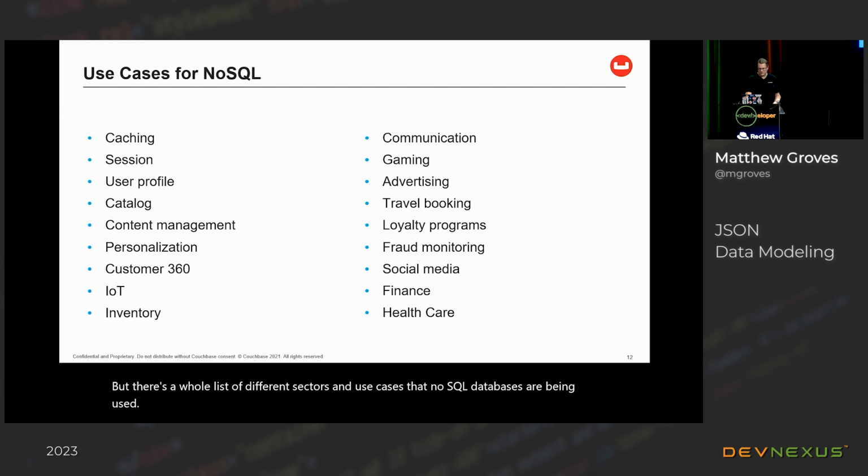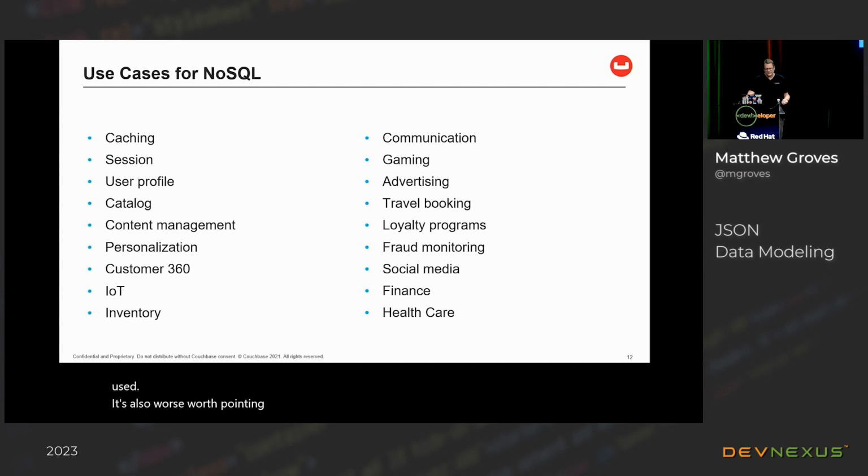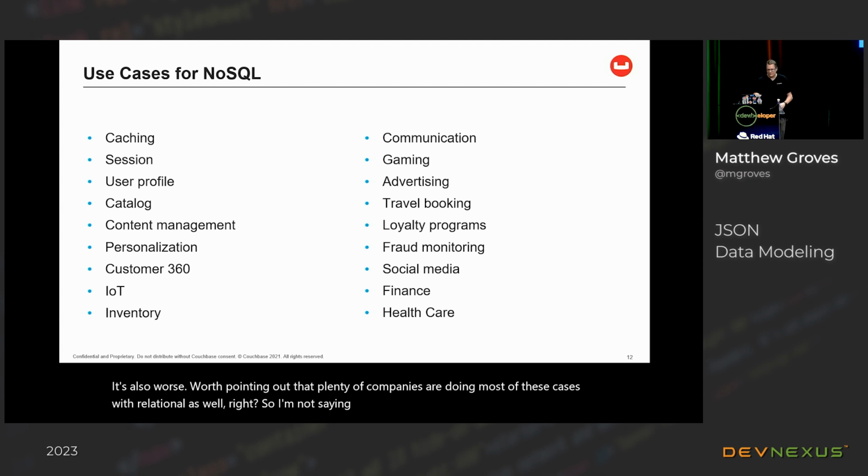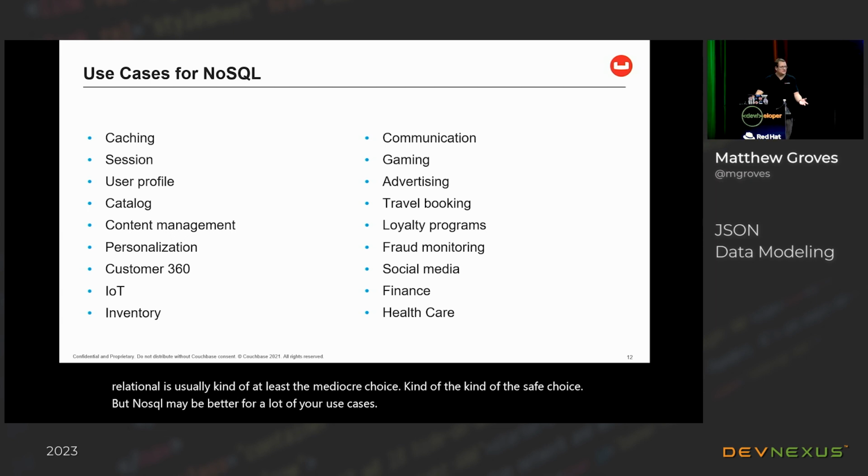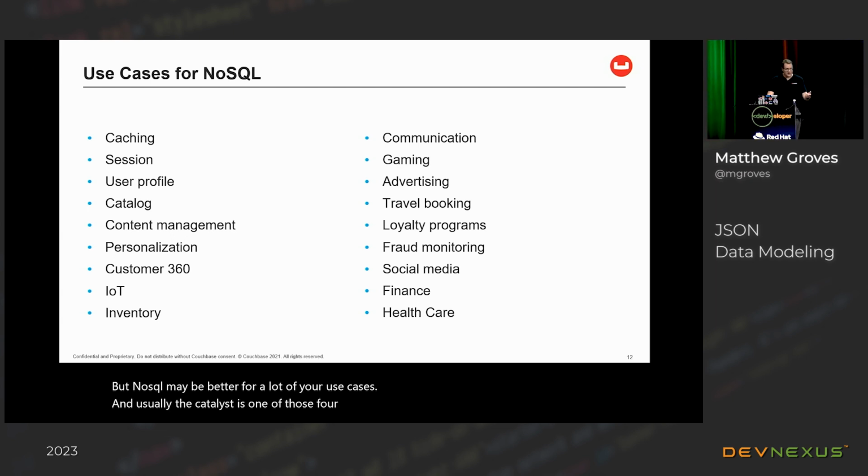It's also worth pointing out that plenty of companies are doing most of these cases with relational as well, right? So I'm not saying never use relational ever again, but in my view, relational is usually at least the mediocre choice, the safe choice, but NoSQL may be better for a lot of your use cases. And usually the catalyst is one of those 4 reasons: speed, flexibility, scale, and availability.